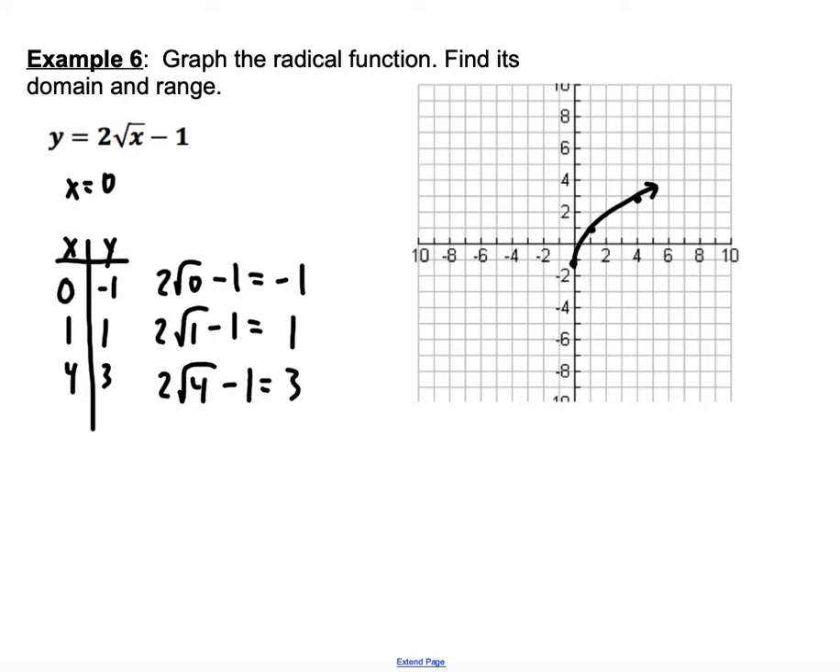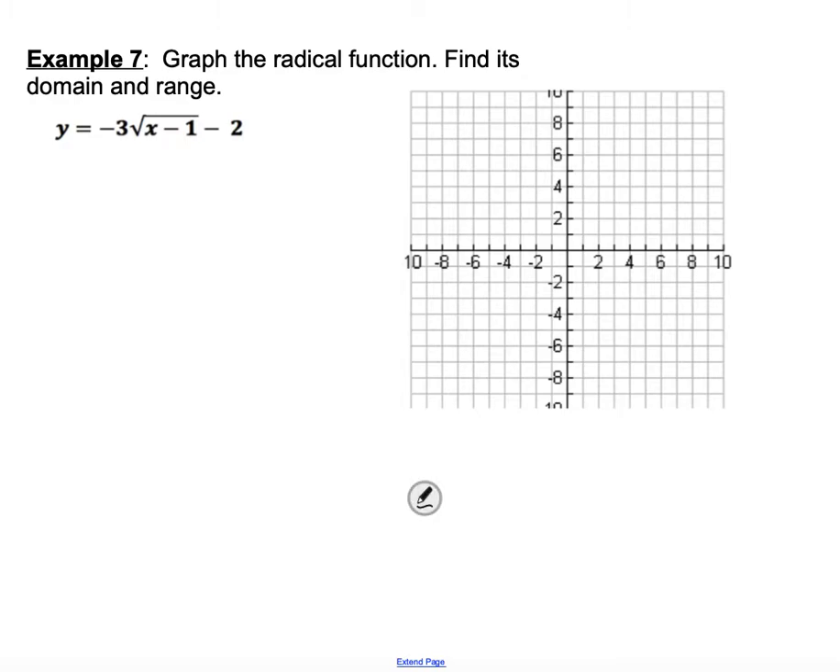So let's look at our domain and range. It starts there at 0 for domain and then just keeps getting larger. For range, starts there at negative 1 and numbers are getting larger. So both of those have an infinity on those. So you can see it's going up and to the right there. So up and to the right is infinity for both of them.